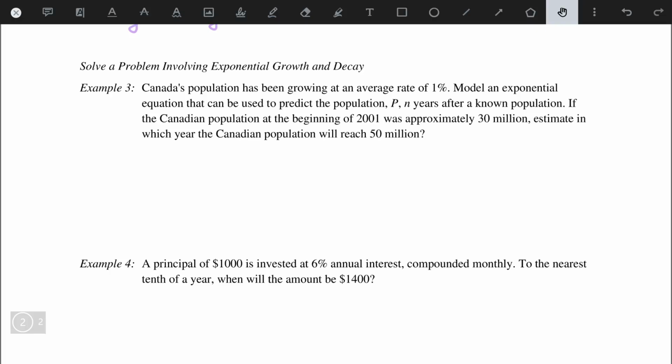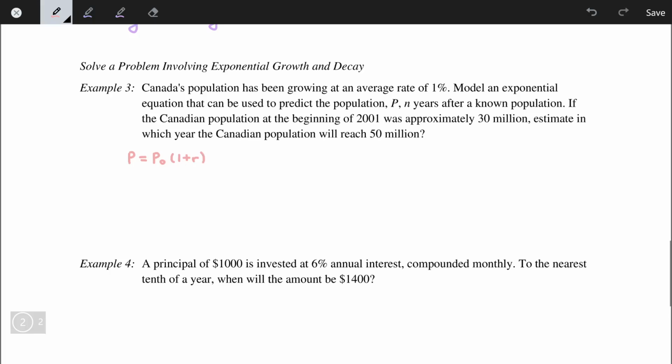Canada's population in 2001 was approximately 30 million. We're going to estimate which year the Canadian population will reach 50 million. So on the first step, we have population P is equal to P naught, the initial population, times 1 plus R, the growth rate, to the n power, where n is the number of years that passed since 2001. The population we're looking at is 50 million, so we can simplify that as 50.